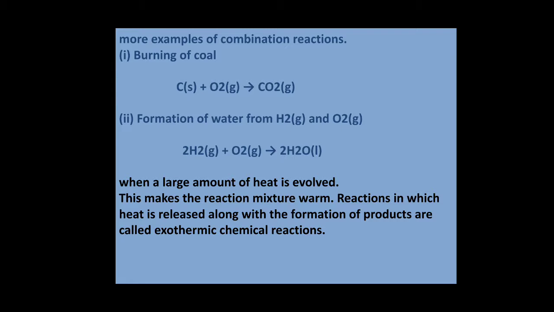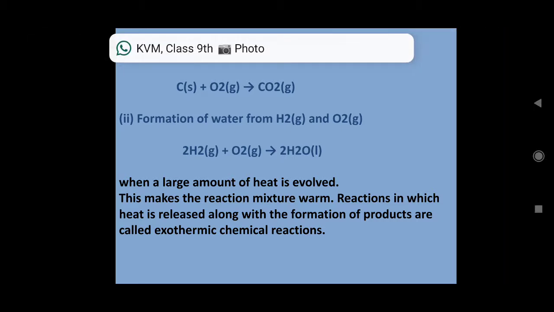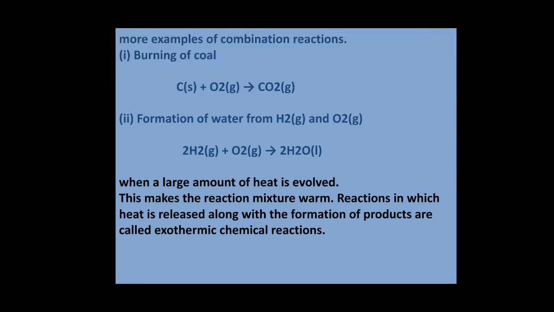Formation of water from hydrogen gas and oxygen gas is also a combination reaction in which two hydrogen molecules combine with a molecule of oxygen to form water molecules. A large amount of heat is evolved, which makes the reaction mixture hot. So a reaction in which heat is released along with the formation of products is called exothermic. Whatever the reaction in which a large amount of heat is liberated, that is called an exothermic chemical reaction.